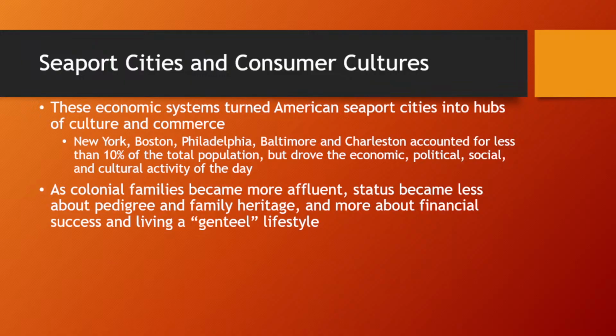So as these families became more affluent, which is to say they were making more money, the status of a family was less about pedigree, which is to say family heritage. Like, was your great-great-grandfather a noble of some fancy house? Who cares? Does your family right now have money? Great. So this was the new, like, class system. And not just does your family have money, but can you be a show-off about it?